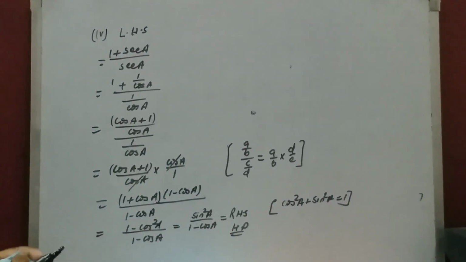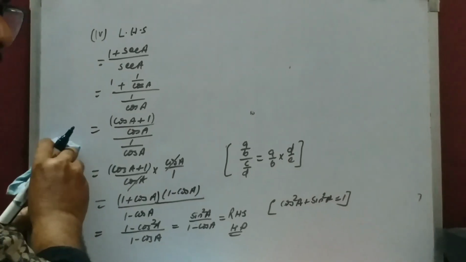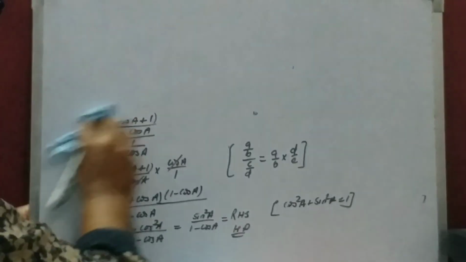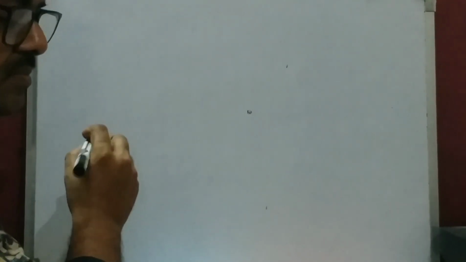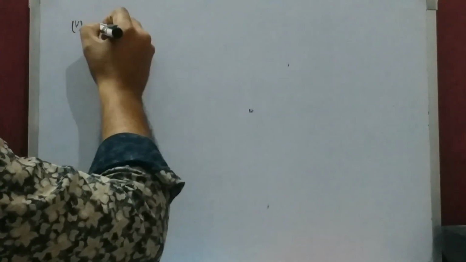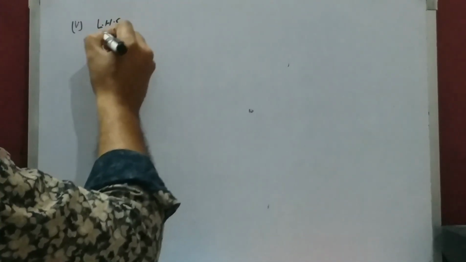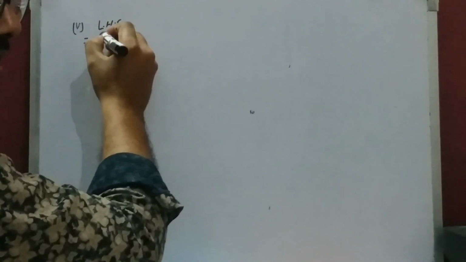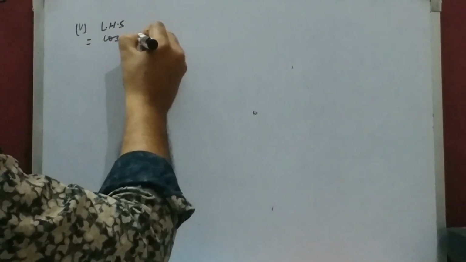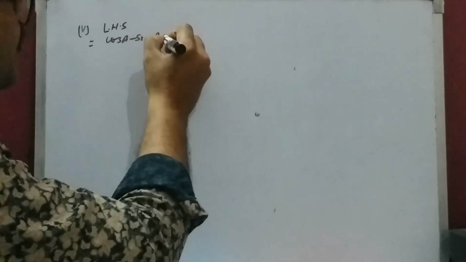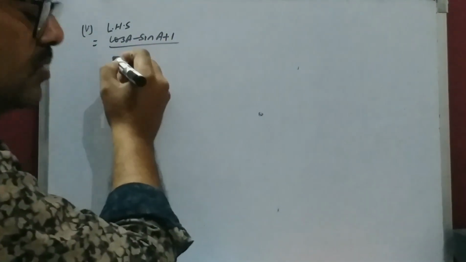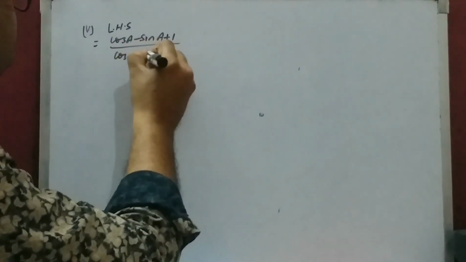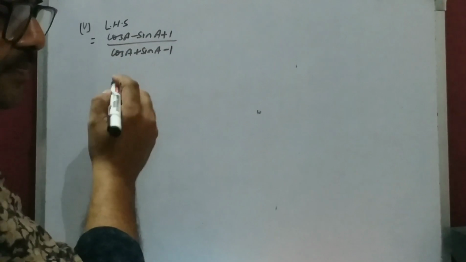So question number 4 has been done. Now question number 5, and this is also a most important question for board examination. This is 5th. LHS is equal to (cos A minus sin A plus 1) upon (cos A plus sin A minus 1).